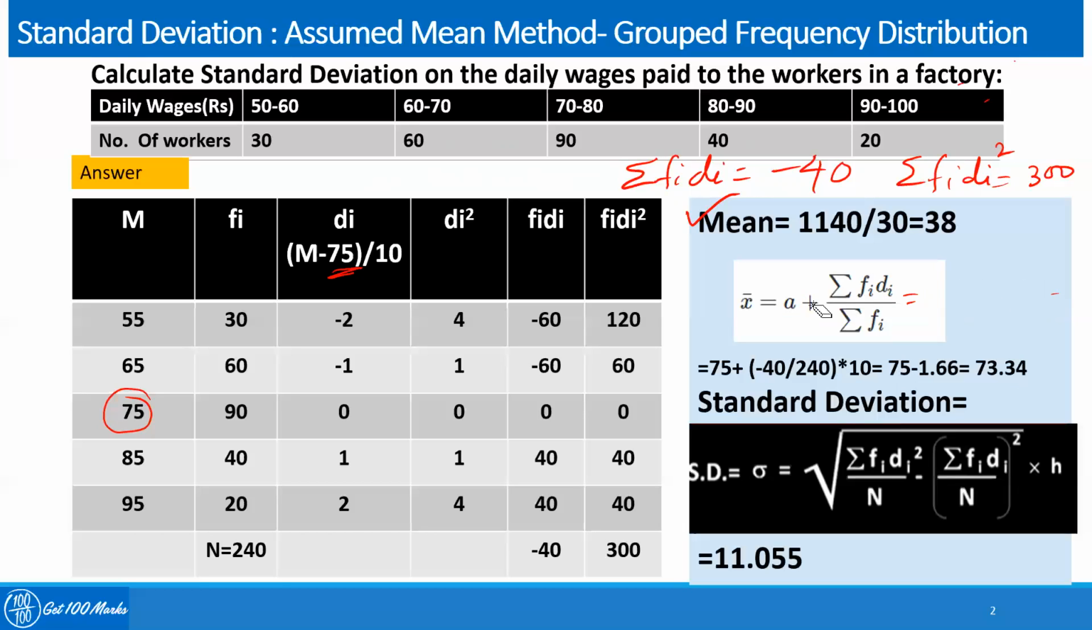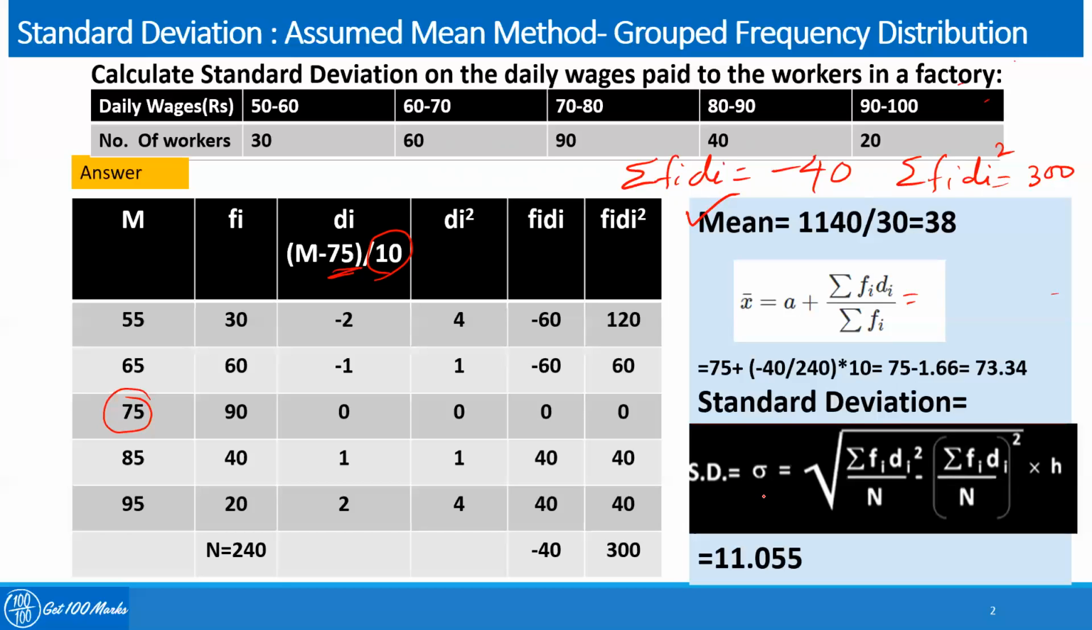Now let's do the second part, which is standard deviation. The standard deviation formula, normally the sigma square formula, we have done in our earlier video. Sigma is equal to the square root of summation Fi Di square by capital N. But here, since we have used the assumed mean, the formula will be changed. Therefore, sigma is the square root of summation Fi Di square by capital N minus summation Fi Di by N whole square, the entire thing multiplied by h. What is h? h is the value by which we are dividing. So in our case, h is 10.